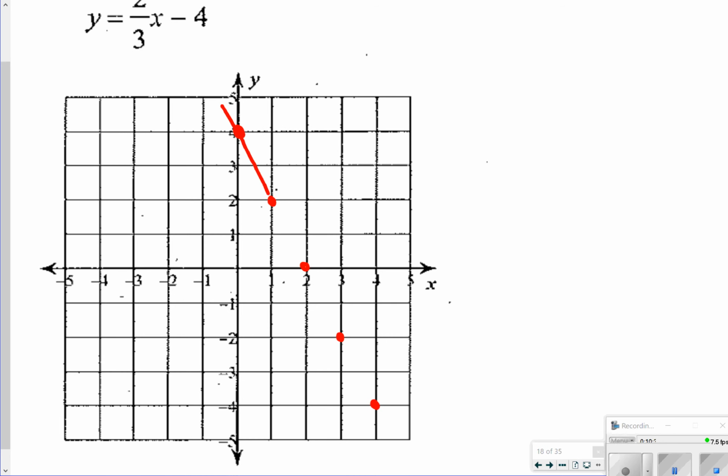Go ahead and make that connection there. And then my next one, I'll do that in a different color. My y-intercept is -4, and my rise over run is 2 over 3. So up 2 over 3, and right away I was able to find my intersection point. So that is 3, -2.